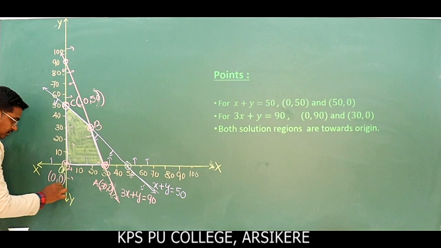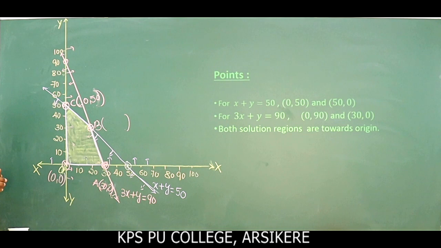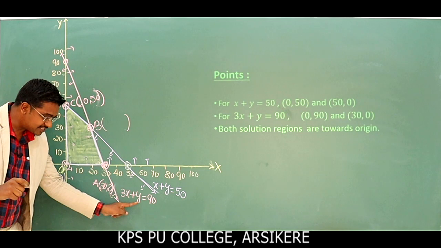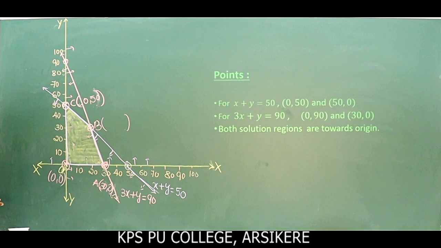So next we need to find the point B. B is nothing but the point of intersection of the lines 3x plus y is equal to 90 and x plus y is equal to 50. So give some blank space.